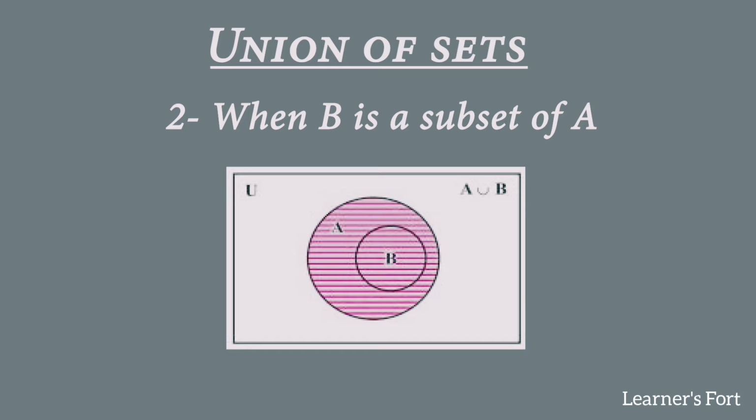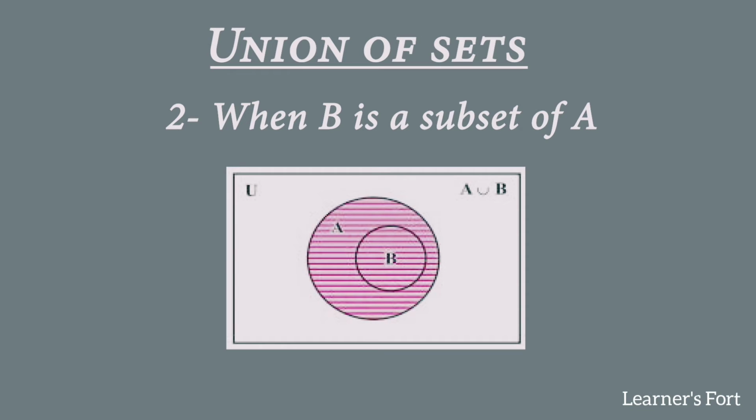Now, let's talk about another case where B is a subset of A. Now, A is a bigger set and B is a subset of A, right? Which means that all the elements of B are also the elements of A. All the common elements of these two sets are basically the members of set B. So that's why we have represented the set B inside the set A, and we have shaded the set A and B together to show the operation A union B.